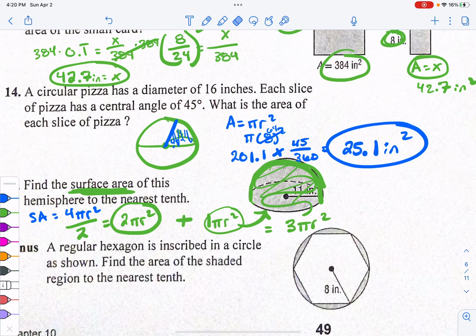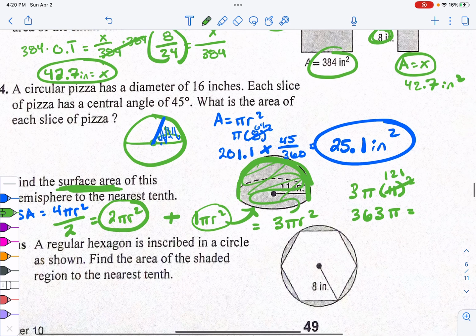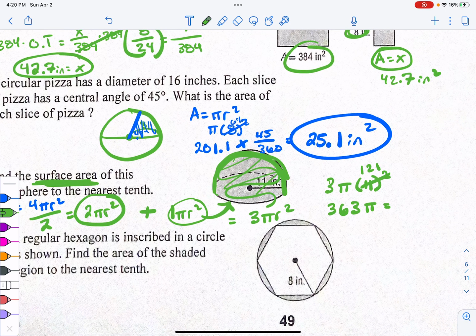So we have 3 pi r squared and 3 pi, and the radius is 11. 11 squared is 121, which makes this 363 pi, which is, I don't know, 363 times pi, big number, 1140.4 inches. We're doing surface area, squared.